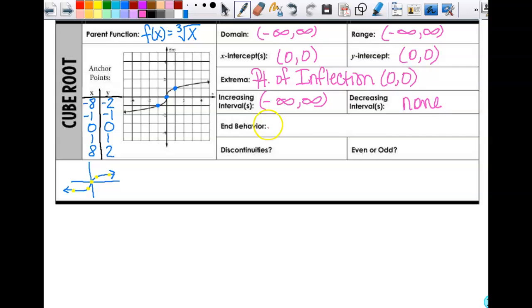Then my end behavior. As x approaches infinity, f of x approaches what, Leo? Infinity. Very good. And then as x approaches negative infinity, f of x approaches what, Manuel? Huh? As x approaches negative infinity, what does f of x approach? Negative infinity. Very good. Are there any discontinuities anywhere? No. And we don't care about even and odd. Okay. Any questions at all?